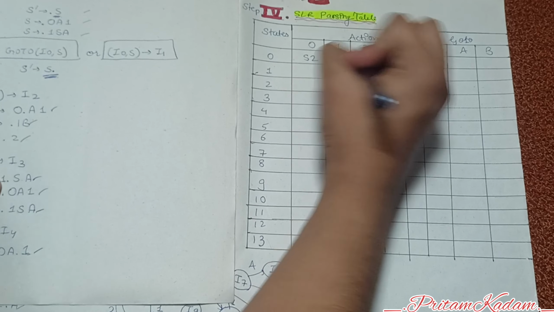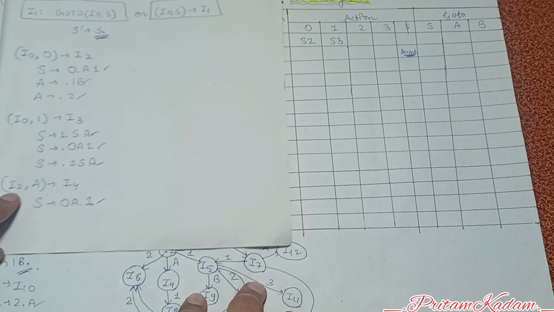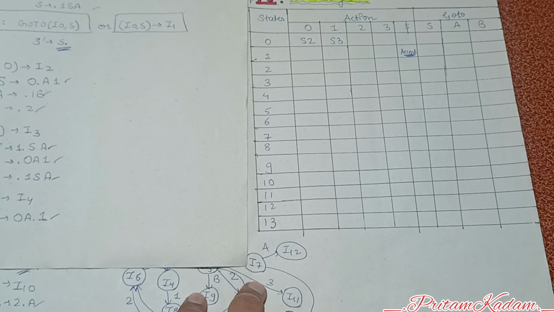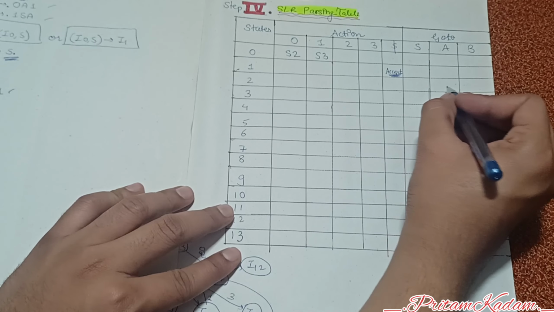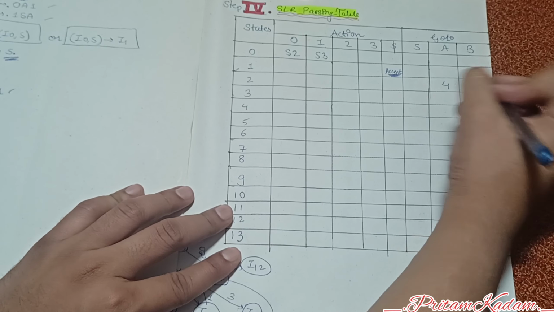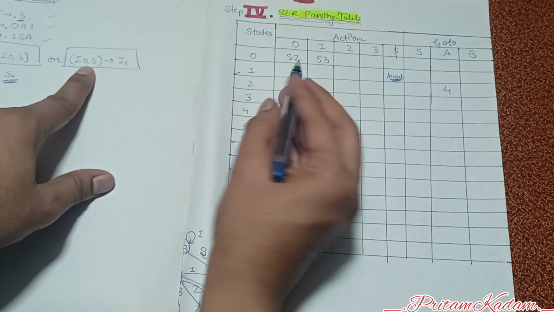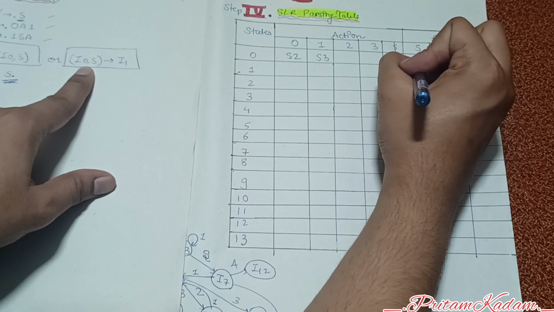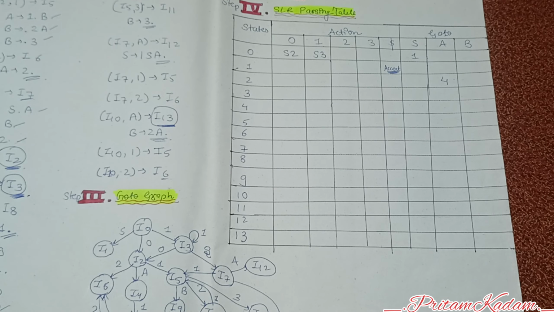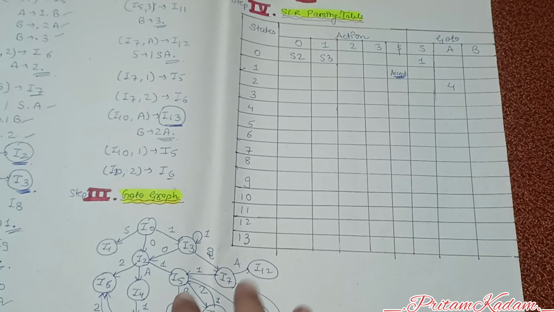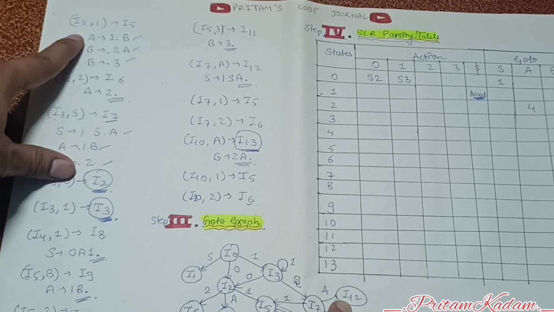Then we got the state 3 when we passed 1. Then we got I4 when we passed A in the I2 state. So I2 on A goes to the 4. We will not write S over here in the goto part. We just have to write the numbering. Okay. I0 on passing S goes to the I1 state. Let us write for the next part, that is for the I5 part.